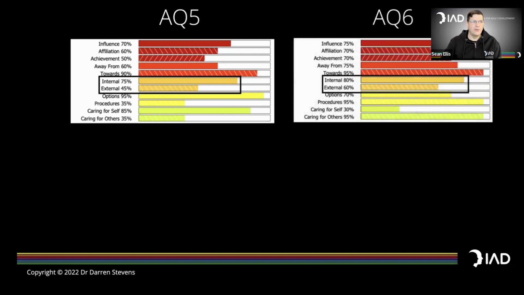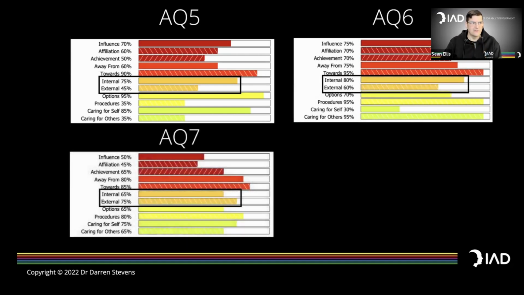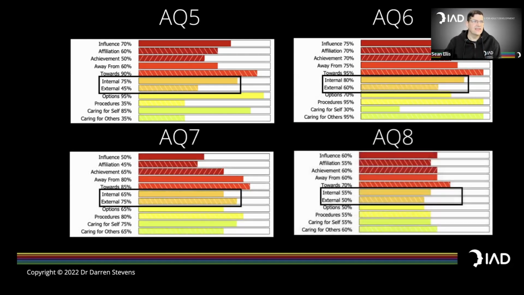And then as we go up through the dynamic intelligence levels, gradually increasing it, we can see that that level of balance increases. So someone at AQ8 has only got a 5% difference between internal and external. They're able to switch between them, and they're much more likely to take into account the counsel of others, obviously based on their opinion of how respectable their opinion is, but they're more likely to take account of it.